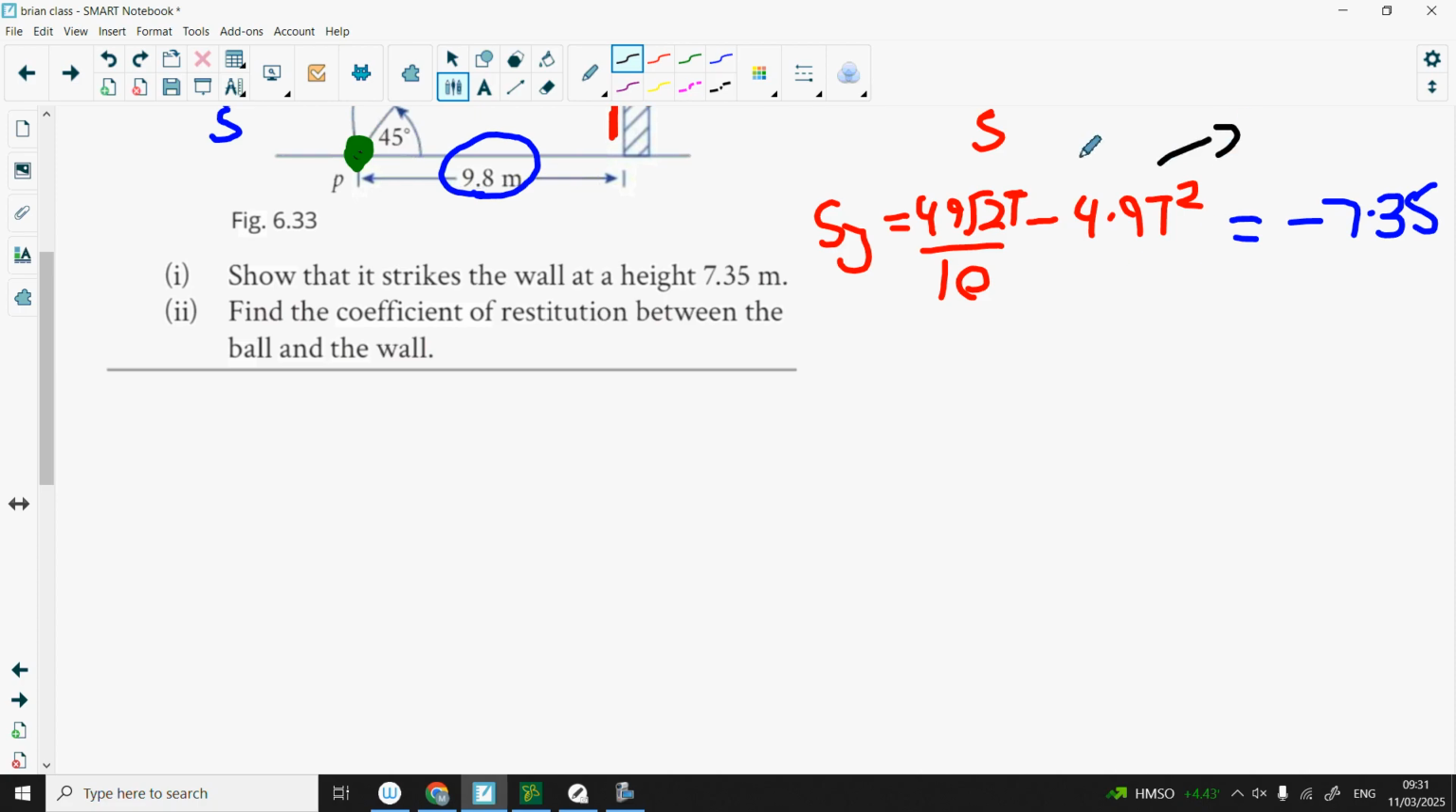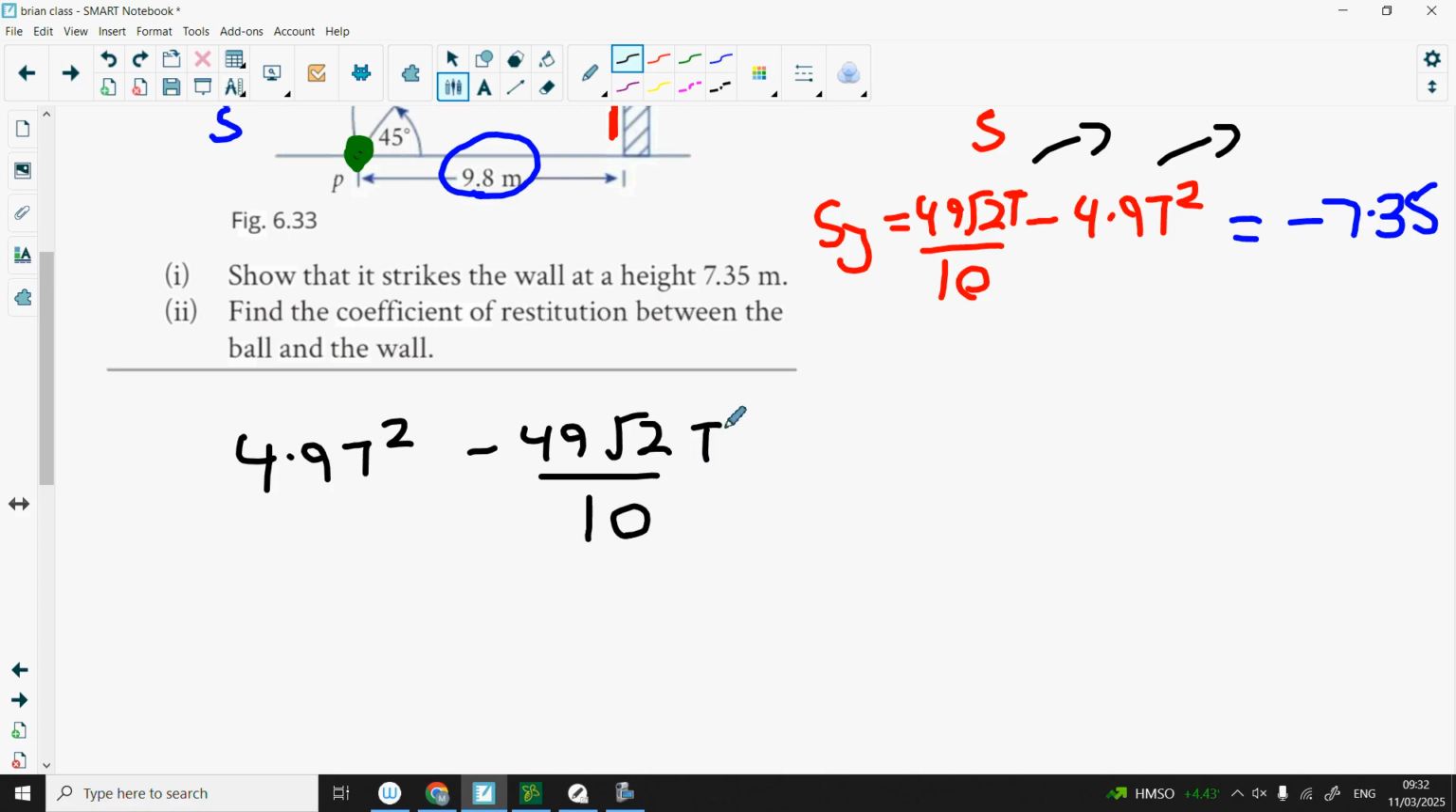Now here's what we're going to do. You're all going to do a minus b formula for me in a second, okay? And the minus b formula is not pretty. So I need at least 3 people with the same answer. So we're going to get 4.9 t squared, minus 49 root 2 over 10 t, and minus 7.35. Does everybody see what I did there? Moved all over one side.